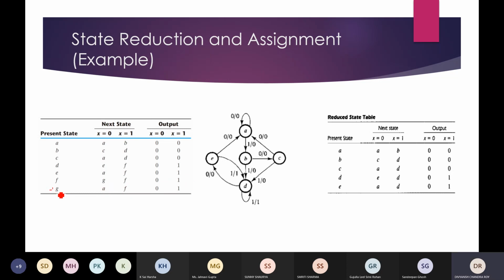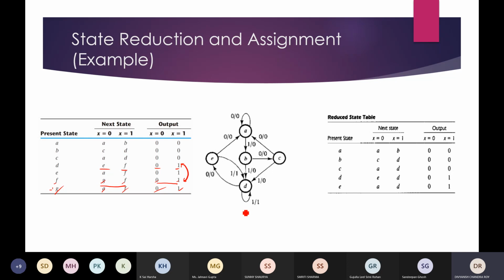Similarly, if we remove this G, G will be replaced by E. So now if you see D and F are equivalent states, because D also has E and F as next states and output as 0 1, and F also has E and F as next states and 0 1 as the output. So this F state is also removed from the state diagram.